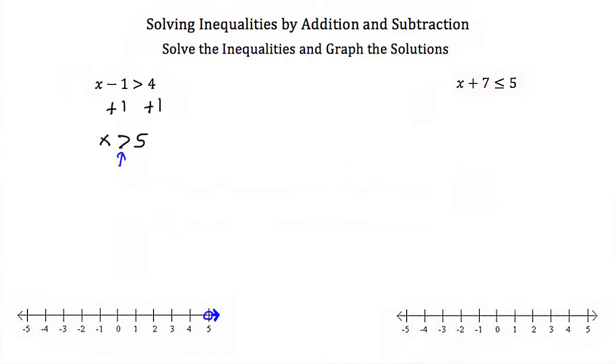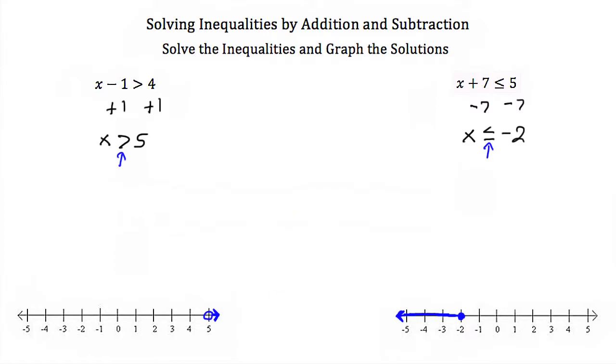If we wanted to solve x plus 7 is less than or equal to 5, well, we would subtract 7 from both sides. We'd have x is less than or equal to negative 2. And if we wanted to graph that, we would go to negative 2 on our number line. And because this is a less than or equal to, we would put a solid point at negative 2. And then we would shade everything to the left, or everything less than negative 2 on our number line. So we'd shade everything to the left because all of these are valid solutions for this inequality.